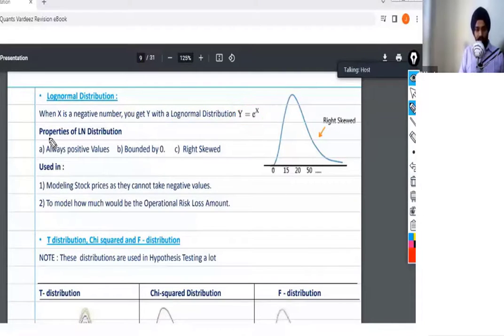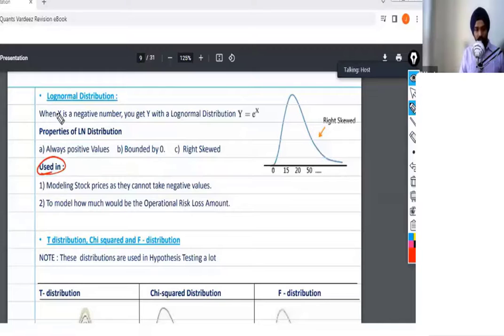So what are the properties of log normal distribution? It always has positive values. So it's good if you want to model your stock prices, because we know that stock prices can take positive values. The lowest it can go is 0, not below that, right? And what about the log normal distribution? Second property, it's bounded by 0. As you can see from this particular thing, the lowest value it can take is 0. And it's right skewed. That means this tail goes on and on to the right. So it's a right skewed distribution.